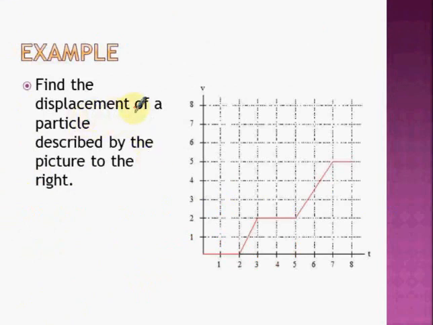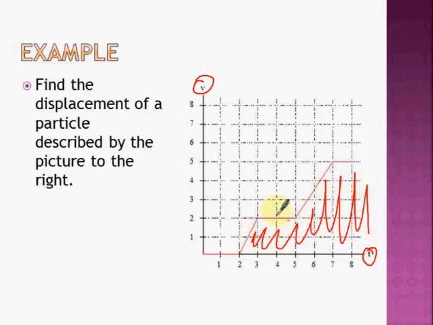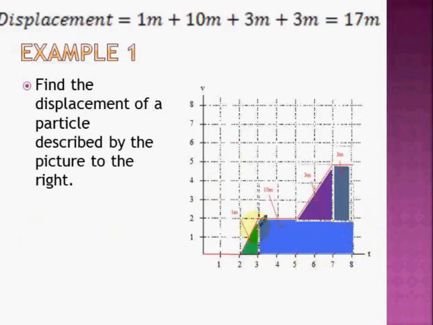We want to find the displacement of a particle described by the picture to the right. Now, this has to be a velocity versus time graph in order for us to find the displacement. If I find all of this area, then this area will represent the total displacement. So that would give me the total displacement. You can see that if you divide the entire area into smaller parts in which you can easily find the areas, it's not a big deal.